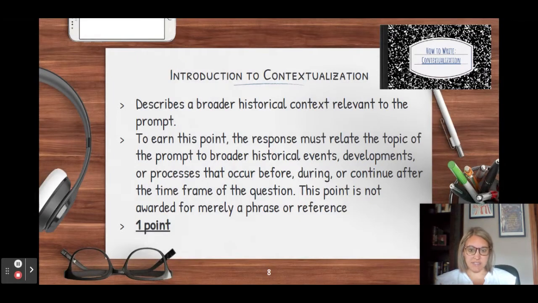The heart of today's lesson is going to be the introduction to contextualization. So you definitely want to watch the video, How to Write Contextualization, and then do the worksheet as you listen. The video goes along with the first 2 pages of the worksheet, and then the third page is extra practice on a prompt related to period 2.